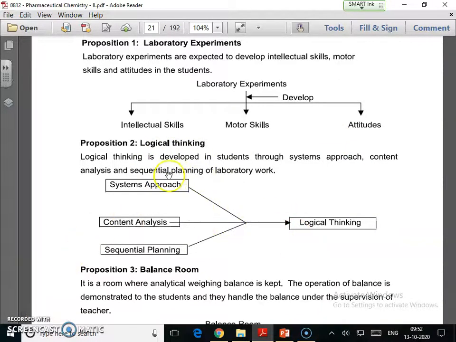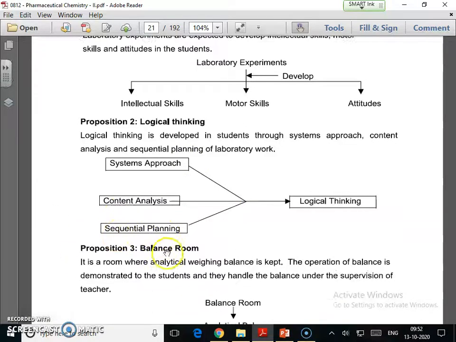So logically we have to think why everything is occurring, why we are following this step, why we are getting these types of observations, what the logic behind that is, and what the correlation with the results is. Okay, why we are getting this observation, and how we can interpret these observations with the results. So while performing the practicals we have to adopt this logical thinking skill, which includes a systemic approach, content analysis and sequential planning.